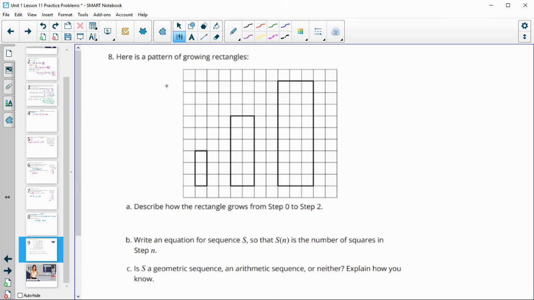All right, then number 8, here's a pattern of growing rectangles. Describe how the rectangle grows from step 0 to step 2. Okay, so here we have a 1 by 3. Here we have a 2 by 1, 2, 3, 4, 5, 6. Here we have a 3 by 1, 2, 3, 4, 5, 6, 7, 8, 9. Okay, so the width appears to be growing by 1. So the width looks like it's plus 1. Okay, the height looks like it's plus 3 each time.